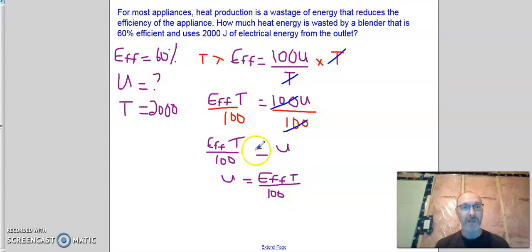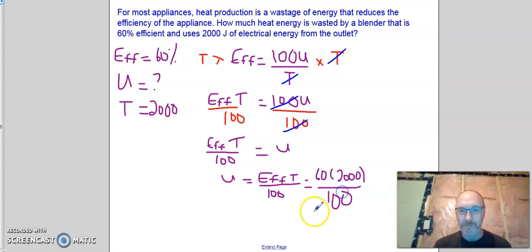So all we have to do now is substitute those values in. Efficiency is 60%, multiplied by T, which is 2,000, and divide that by 100. Okay, and when we do that, 60 times 2,000, and divide that by 100, that gives me 1,200.